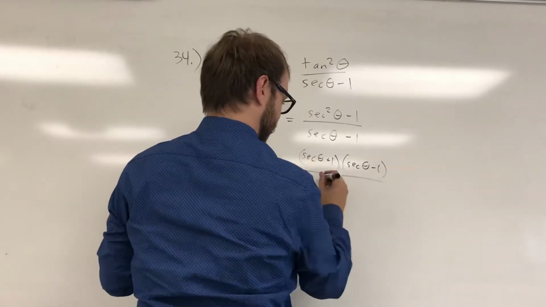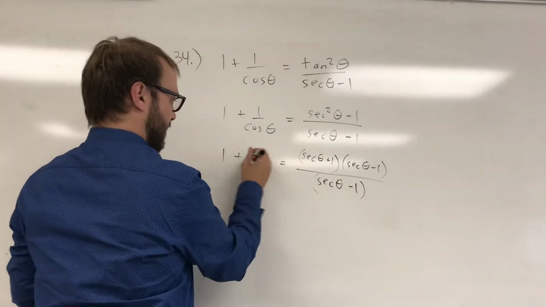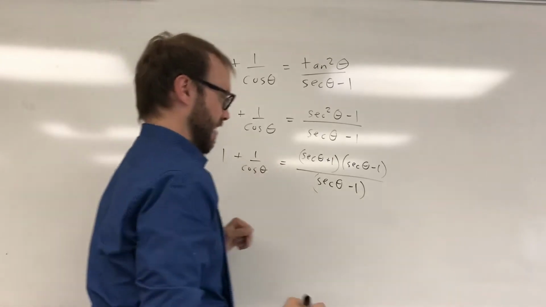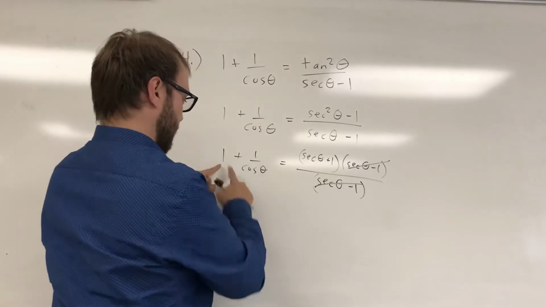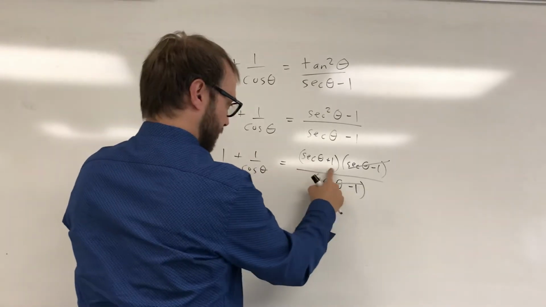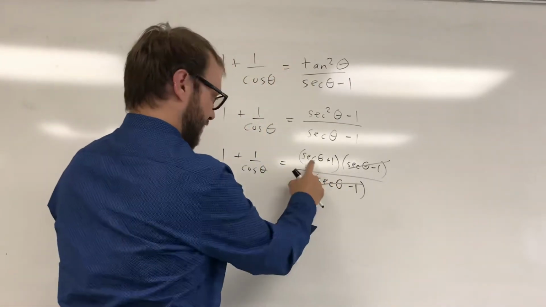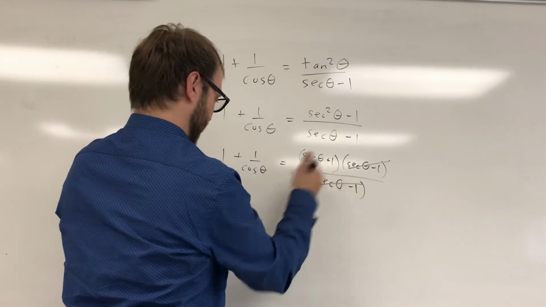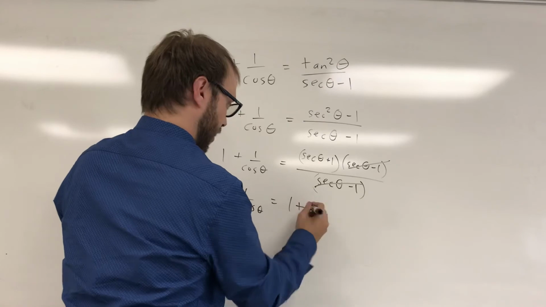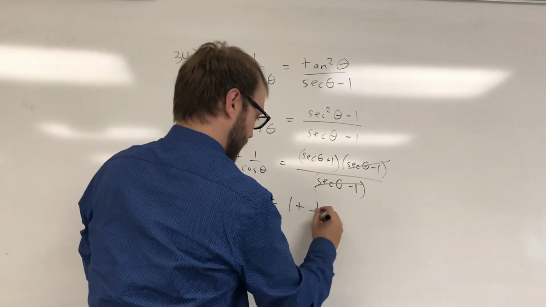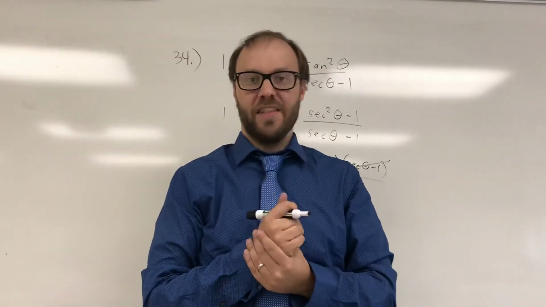And notice there's another secant of theta minus 1 in the denominator, and we can get a whole bunch of simplification really, really quickly here. I can divide secant of theta minus 1 out of the top and the bottom. So that's going to leave me with 1 plus 1 over cosine of theta is equal to secant of theta plus 1. Not exactly the same thing, but that's 1 over cosine, and we already had a 1. So 1 plus 1 over cosine of theta is going to be equal to 1 plus 1 over cosine of theta. Just like that, number 34 is done.